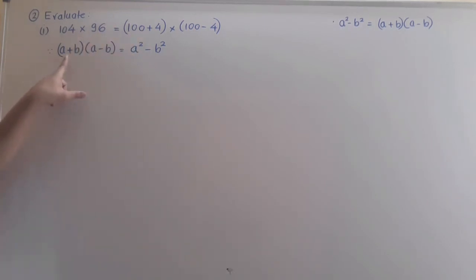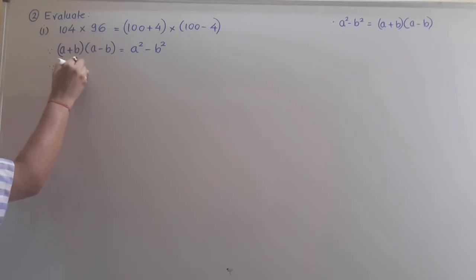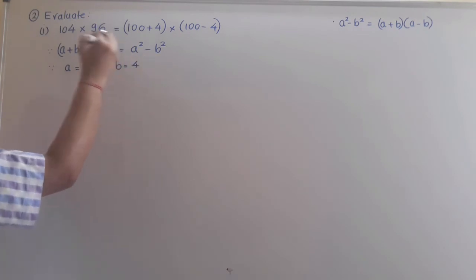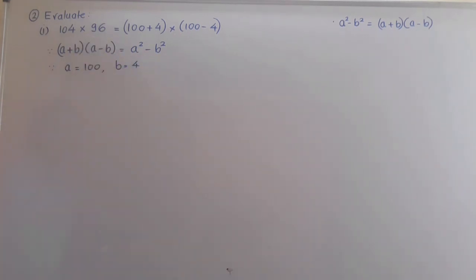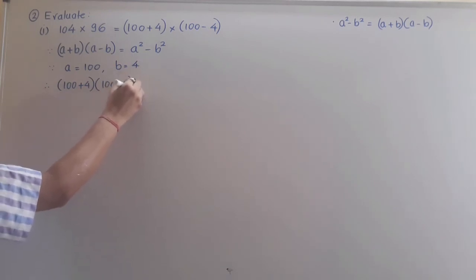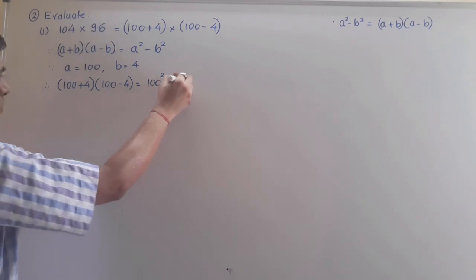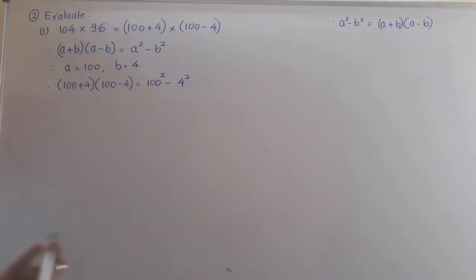Now compare this bracket to this bracket. The value of a will be equal to 100 and b will be equal to 4. In the same manner, the second bracket if you compare, you will obtain the same value. So I can say that a is equal to 100 and b is equal to 4. Now put this value in the whole formula. So therefore, (100 plus 4) into (100 minus 4) is equal to 100 square minus 4 square. Right? The value of a and b I kept.